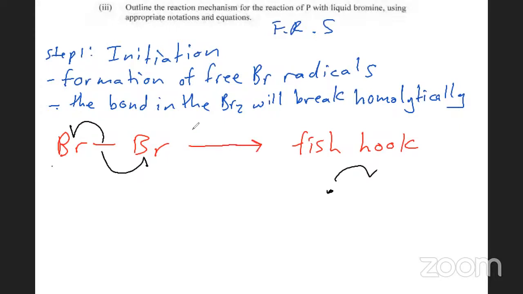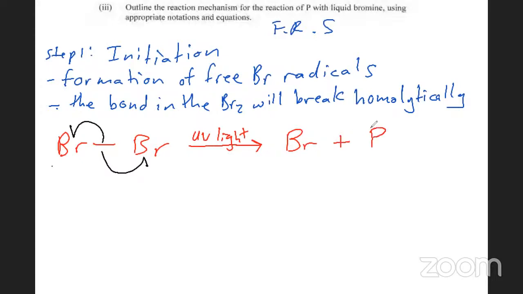And remember, for this reaction to occur, you need UV light or sunlight. If each atom gets back the electron from the bond, then there cannot be any bond at the end of the process. So the two atoms are separated, and both of them have an unpaired electron. So these are your two bromine radicals. All right. So that is what happens in initiation. You are forming your free radicals.